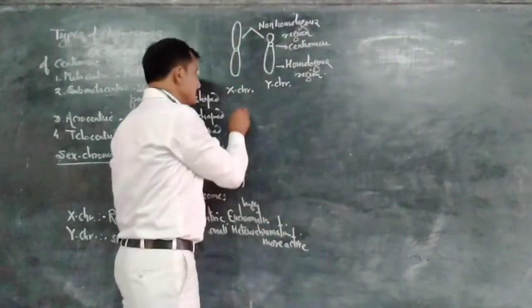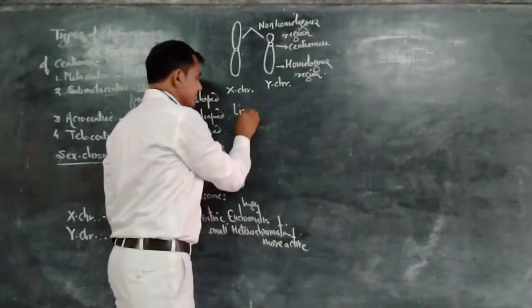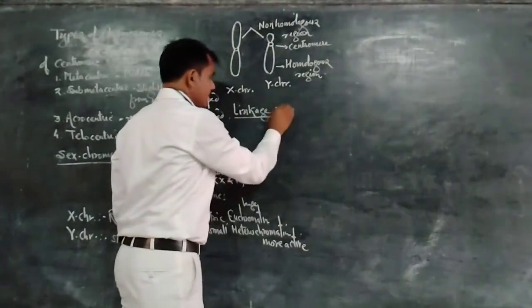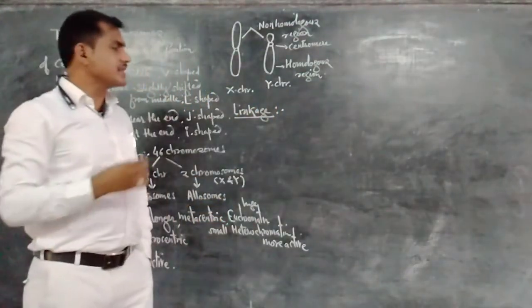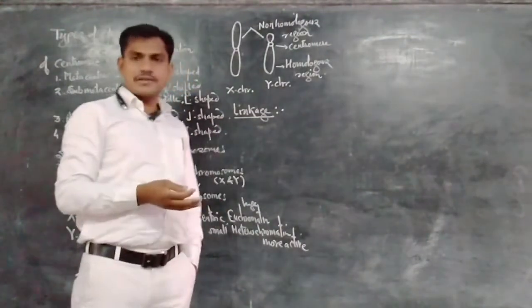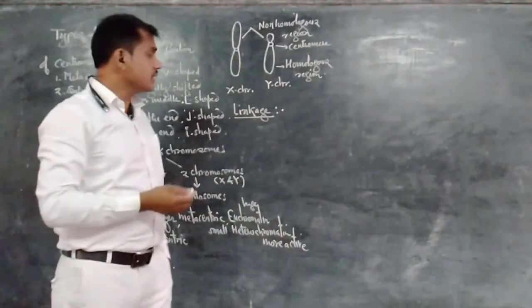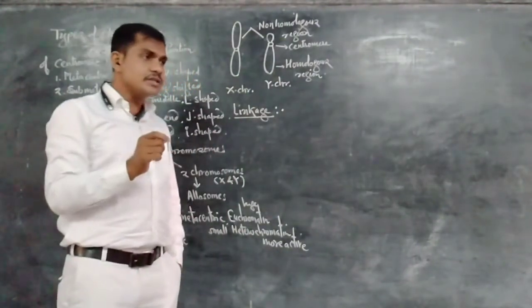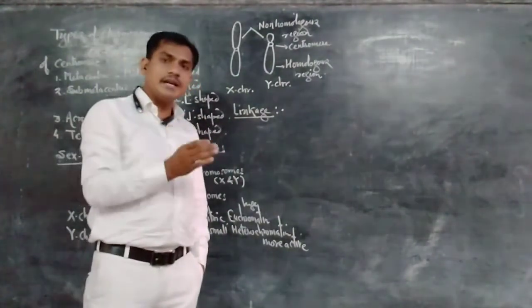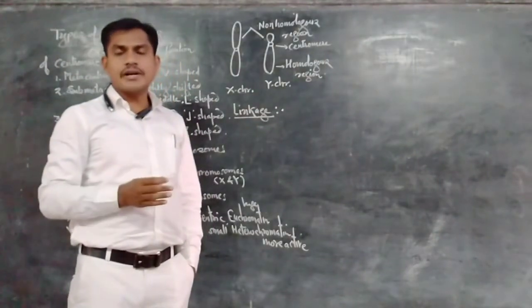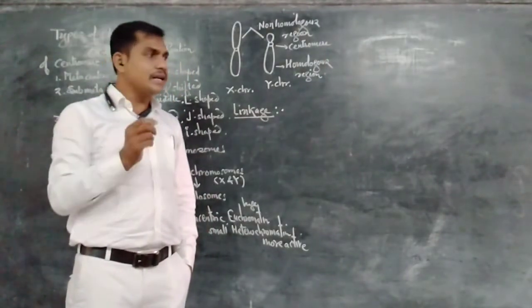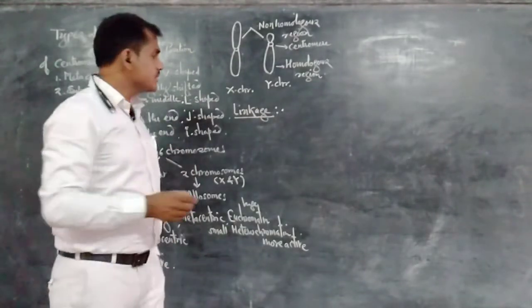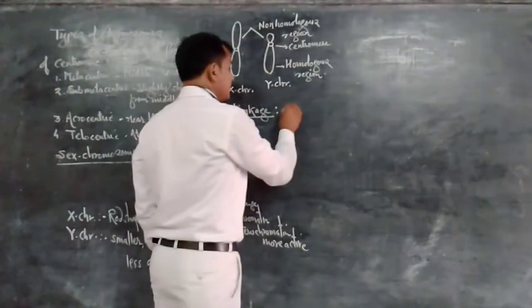Now see, next is linkage. As we know, several genes are present on the chromosomes. So here several genes are present on the chromosome. These genes have a tendency to inherit together from one generation to the next generation. So such a tendency of genes to inherit together is called linkage.